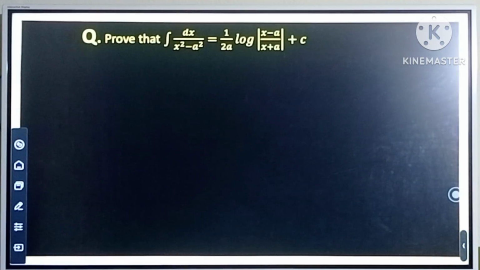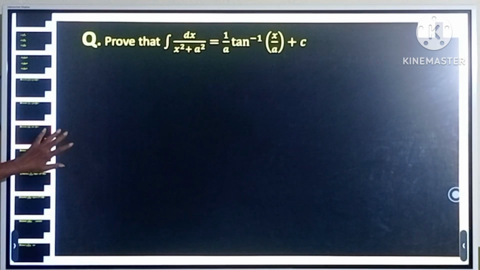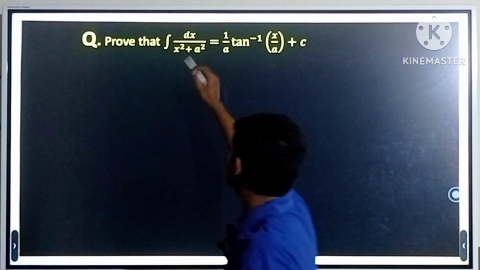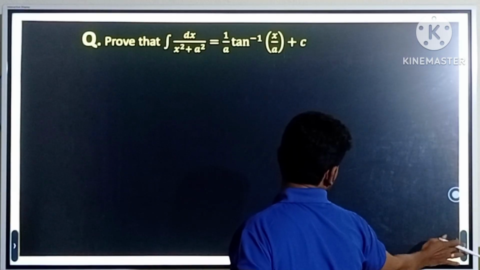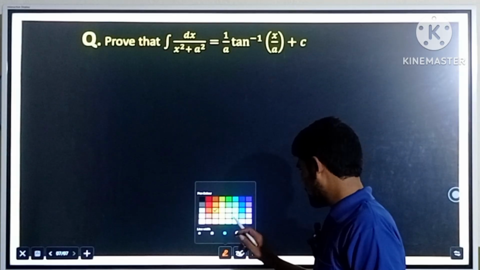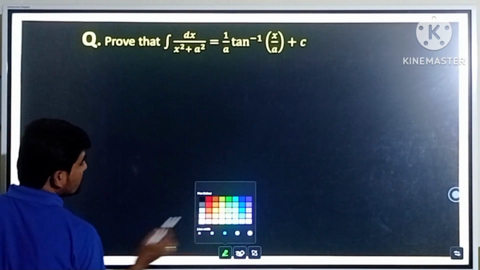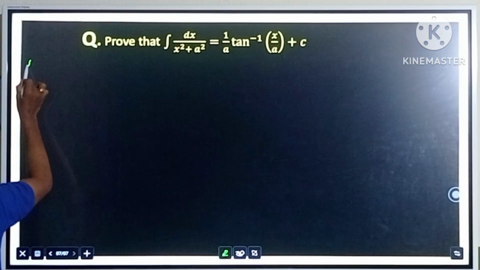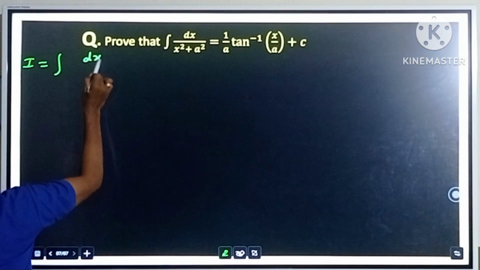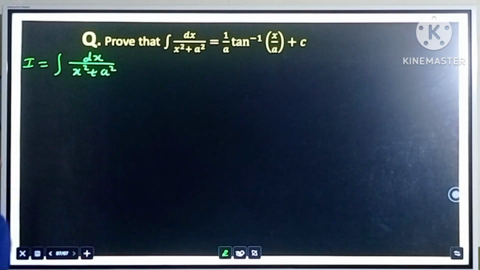Now start the third one, and the third one is here. Prove that integration of dx divided by x square plus a square is equals to 1 by a into tan inverse of x by a plus c. See here, to prove this, let I is equals to, what is I here? Integration of dx divided by x square plus a square.